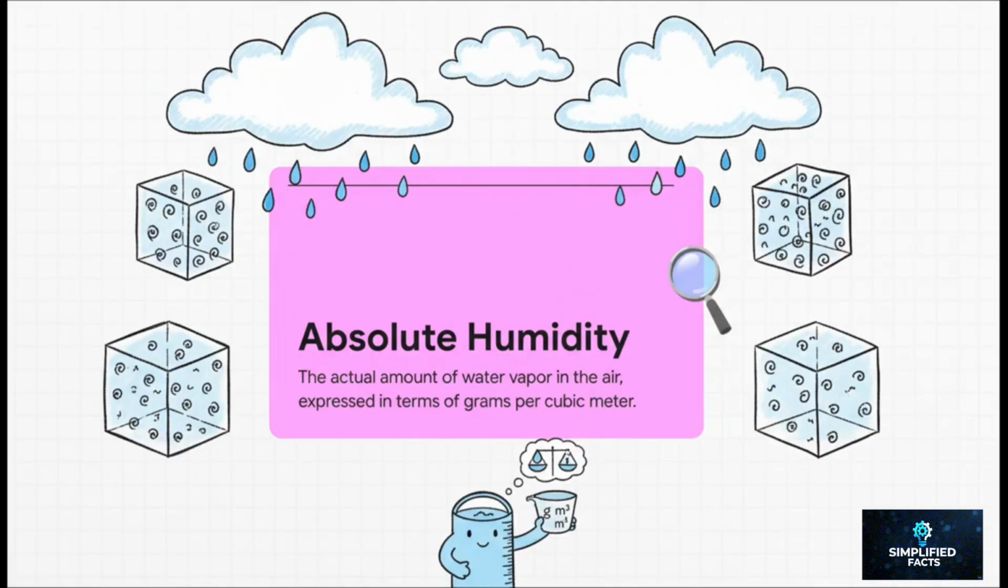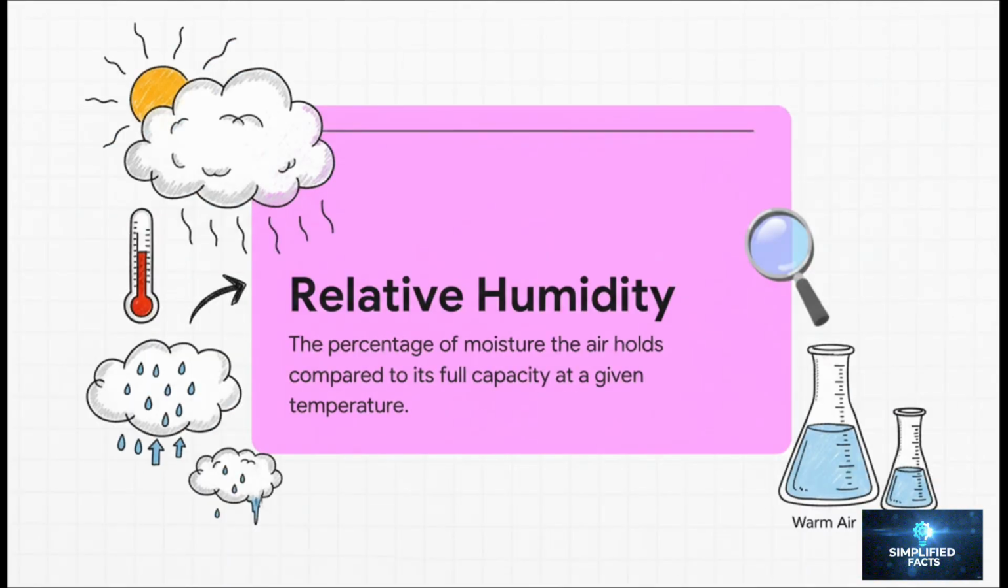Okay, so first, let's get a handle on absolute humidity. This one is actually super straightforward. It's just the actual amount of water vapor hanging out in a specific chunk of air. That's it. How many grams of water in 1 cubic meter of air? Simple. But this is where it gets interesting.